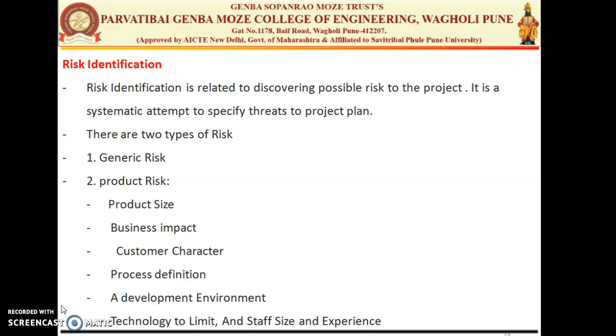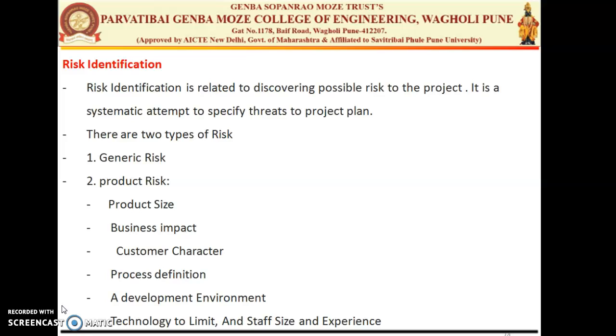So there are two different types of risk. The first one is your generic risk and the second is the product risk. So what is the generic risk? Generic risk is the general risk which can be encountered in any software project. So they are potential threats to every software project. And the second type of risk is your product risk.